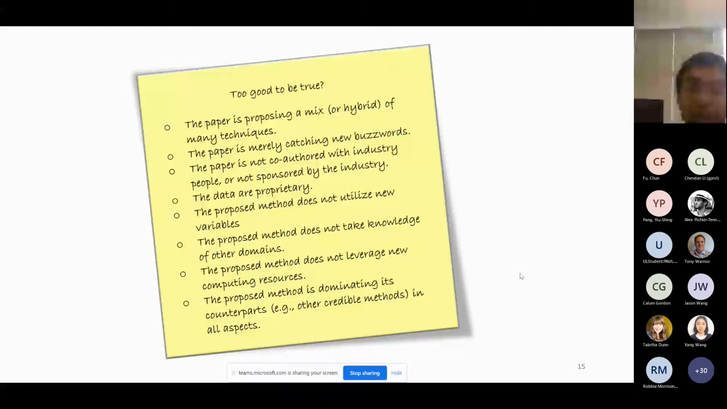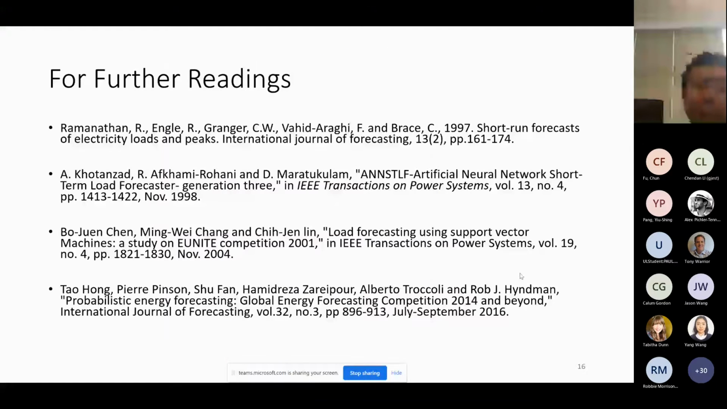I will provide the slides to the organizers, so you can have the slides later on. And these are some further readings. This first paper was from the Nobel laureates, and this one was from the NCEMC, the other high performers of the Puget Sound shootout. The third paper was from the EUNITE competition winners. And this one was from the 2014 Global Energy Forecasting Competition.